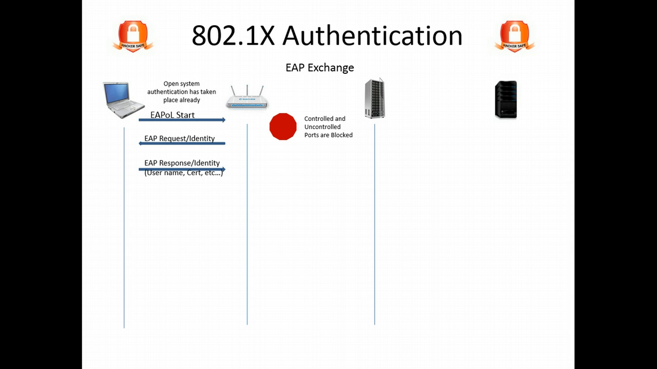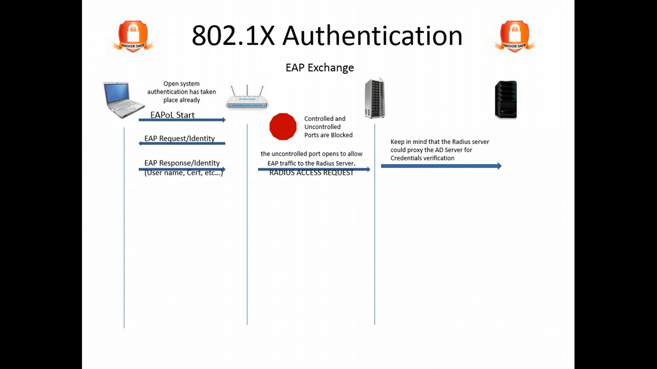its uncontrolled port and allow EAP traffic only to pass through it. That's important to know. The uncontrolled port only allows EAP traffic for authentication. It doesn't allow anything else. So when it opens that port, it sends a RADIUS access request over to the RADIUS server. The RADIUS server then checks the database to make sure that's a legitimate authorized identity, and the database will validate that identity. The RADIUS server will then send an access challenge.